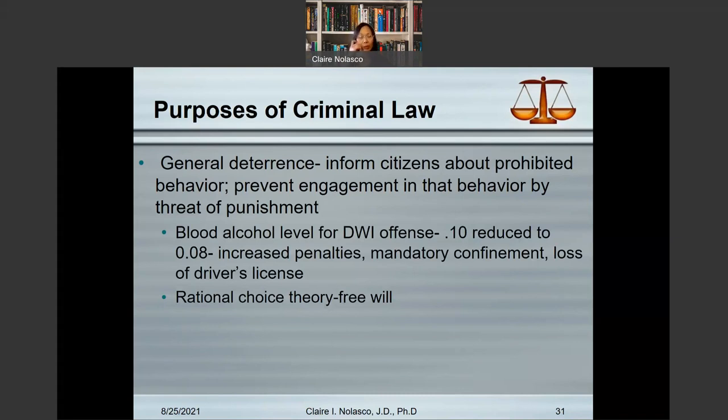This is based on the rational choice theory of free will. So this presupposes that citizens and offenders have free will, they know right from wrong, and they can engage in cost and benefit analysis. And because of the punishment attached to that criminal act, legislators feel that the criminal law would deter that offender from committing that offense.